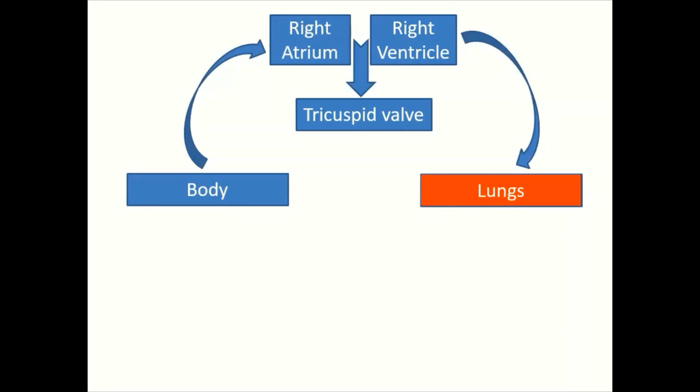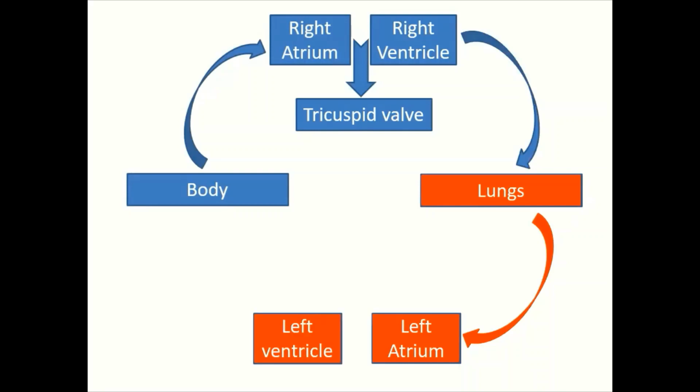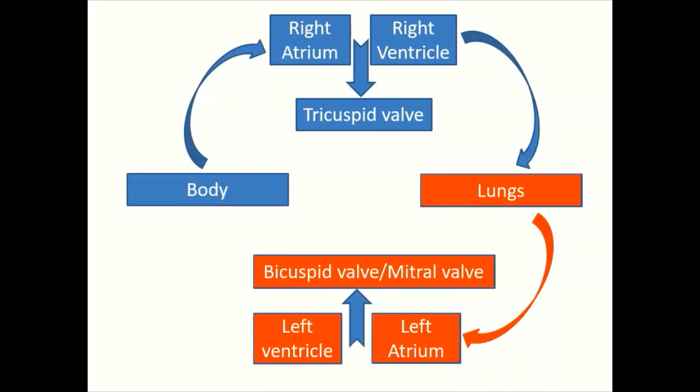From the lungs, the blood is returned to the left atrium, and then the left atrium pumps the blood to the left ventricle. Between them is a valve called the bicuspid valve or mitral valve.